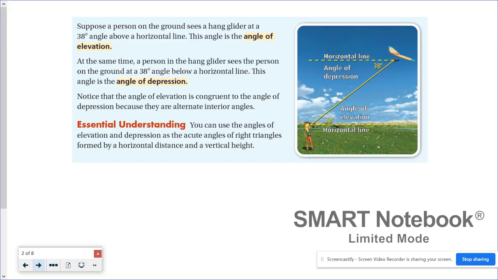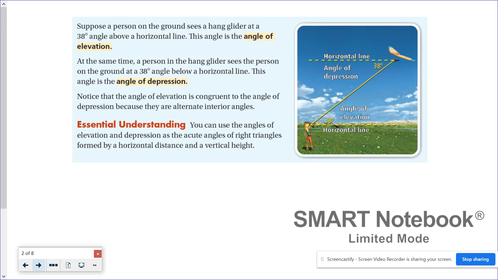Notice in the diagram you have the girl observer that's on the ground, and then you have the hang glider. Now, the girl who's standing on the ground, if she were looking straight ahead, that's her horizontal line of sight. And when she looks up at the hang glider, that angle that went from her horizontal line of sight to the hang glider, that's the angle of elevation.